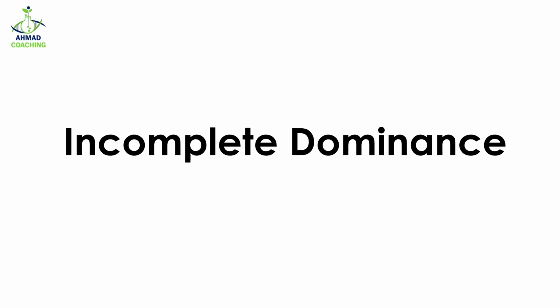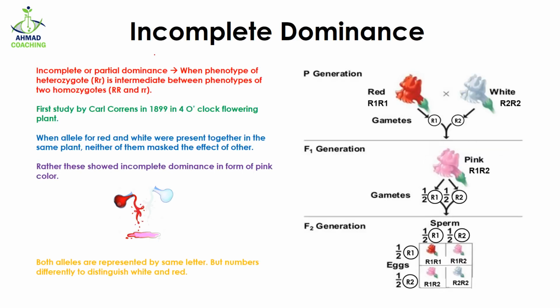Today we will study incomplete dominance. Incomplete dominance, which is also known as partial dominance, happens when the phenotype of a heterozygote is intermediate between the phenotypes of two homozygotes. Phenotype means the appearance of a particular trait of a heterozygote. A heterozygote is a person who contains two different alleles for a particular trait.